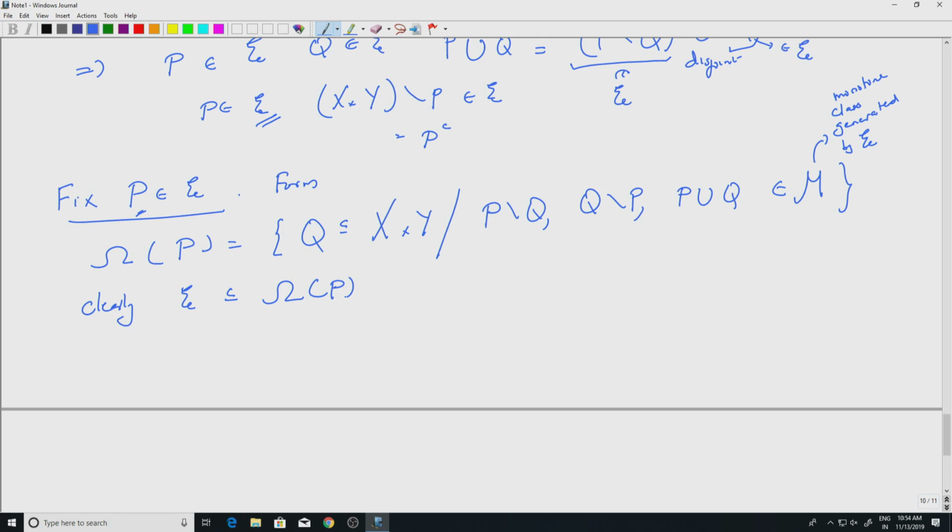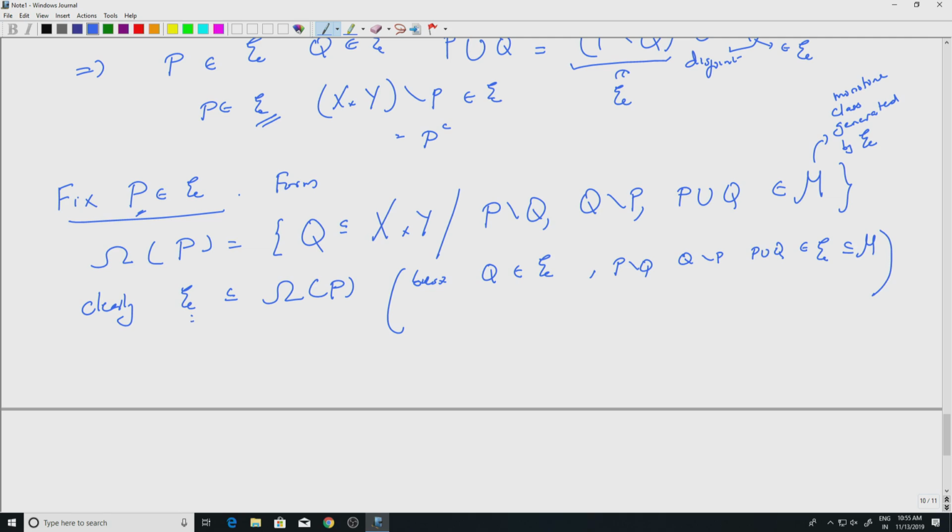I want to show that if I take anything in script E, so this is because if I take any set Q in script E, I want to know what happens to P minus Q, Q minus P and P union Q. I want to know where they are. Well, I know they are all in script E because both P and Q are in script E, but script E is of course contained in M, because M is the monotone class generated by script E. So this is a trivial assertion.